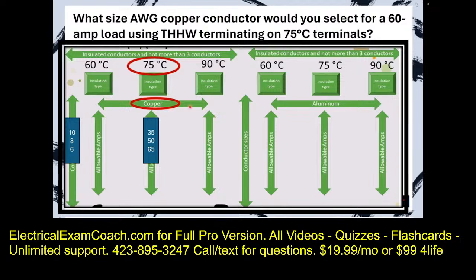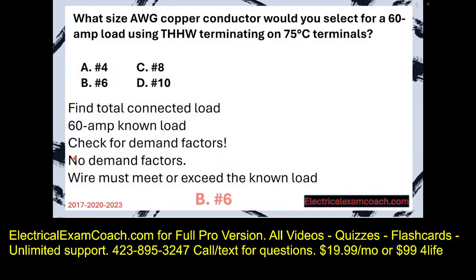What type of metal? Copper. What are my terminal ratings? They are 75 degrees C. What is my known load? 60. I'm going to start down the 75 degrees C column until I find a wire that covers the known load, and then I'm going to use a straight edge to come over and select my size wire. And in this case, you would put it on a 6-gauge wire. We go back and we select B.